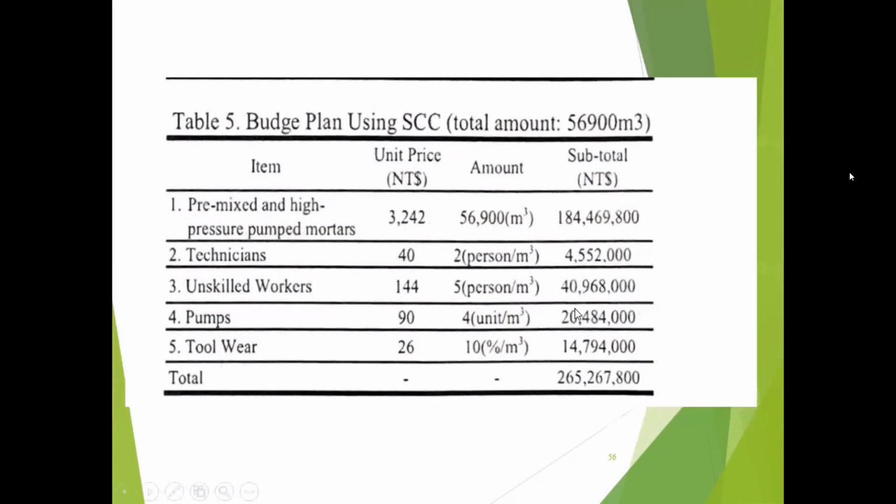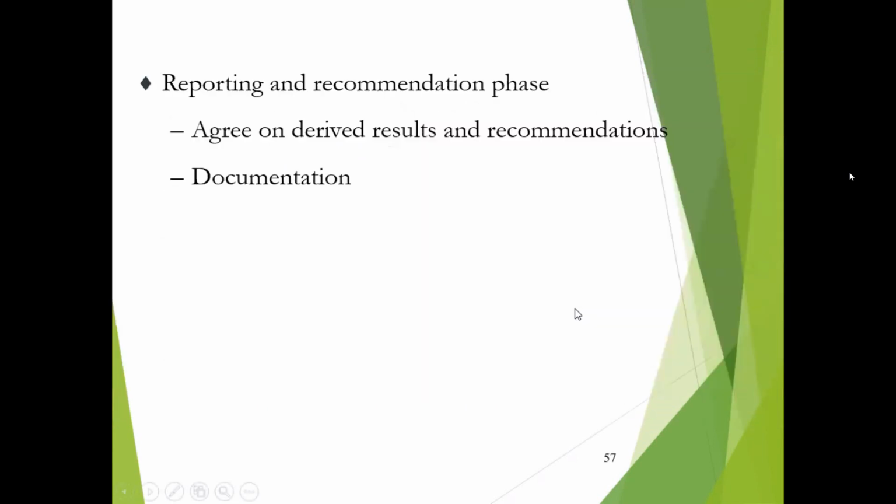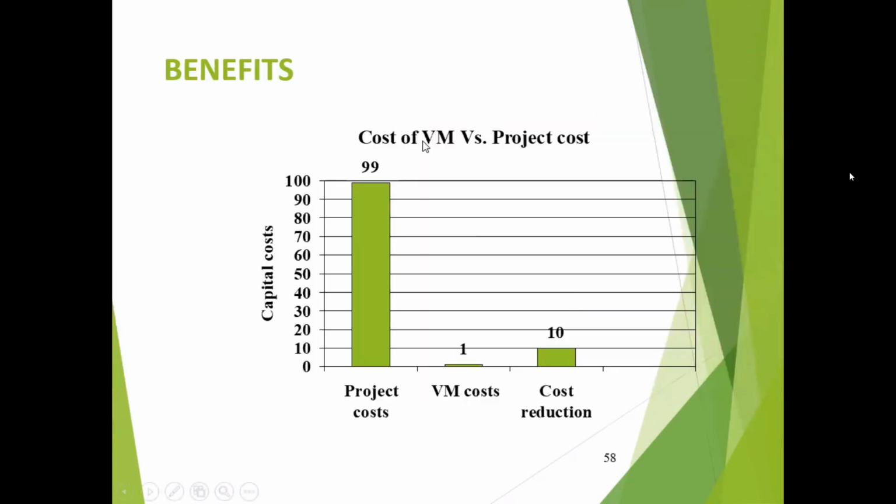Okay. Last is reporting. And there are benefits actually. Project cost is there. Value management cost from the studies is said to be just 1% of the total cost. 99% goes to project cost. And whereas if you apply it, there'll be a cost reduction of 10%, right?